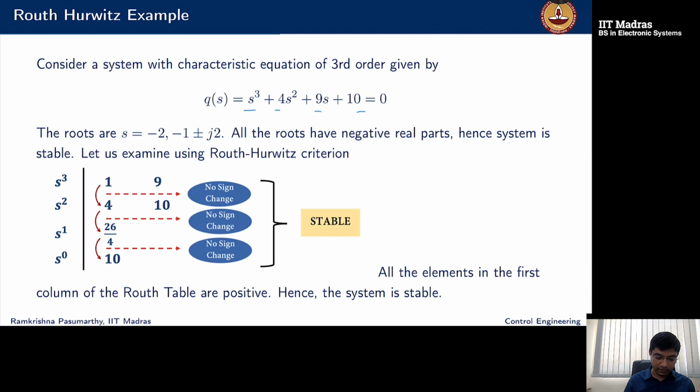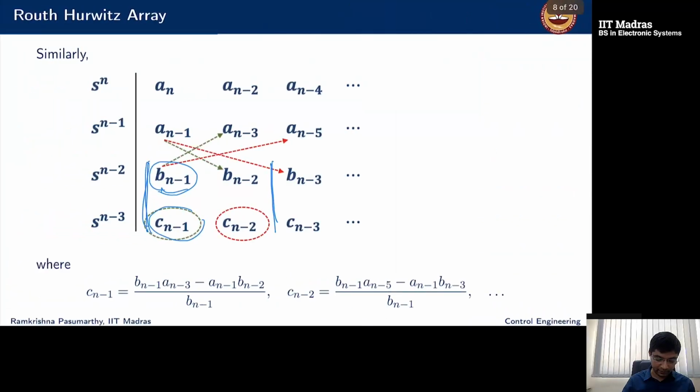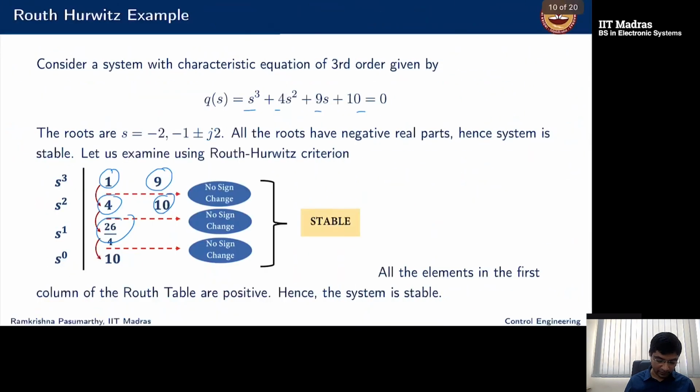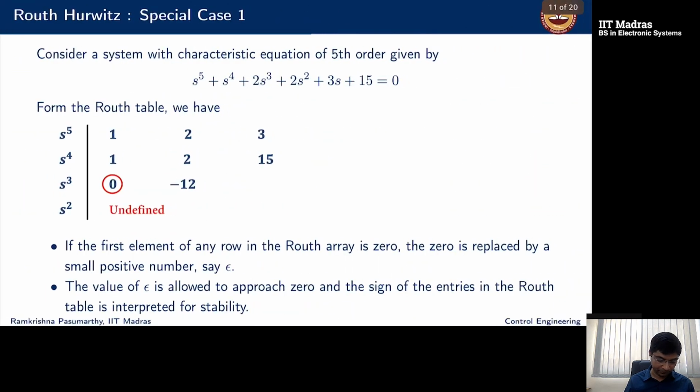I start with s cubed. I go with the coefficients of the alternate terms. I have a 1, I have a 9, then the 4 and the 10 come here. I compute this by using the formula stated in the previous slide. I'll try not to memorize it, but it's a straightforward thing. Then I compute the coefficient of s^0. I get 1, 4, 26 over 4, and 10. What I see is that all the elements in the first column are positive, and hence the system is stable.